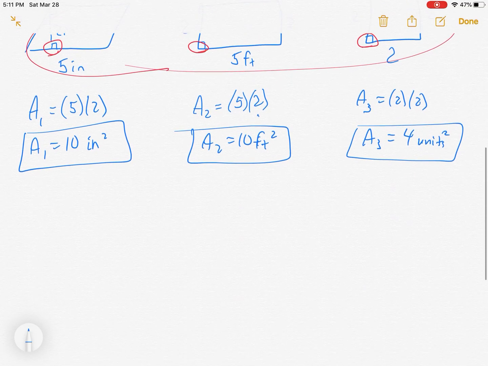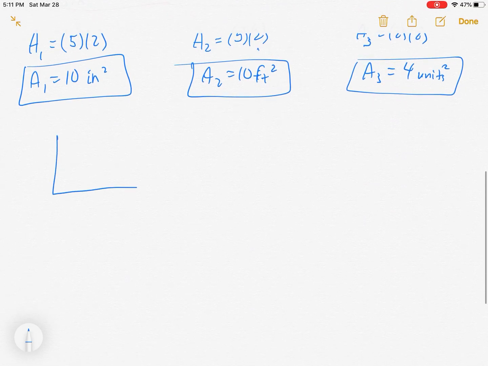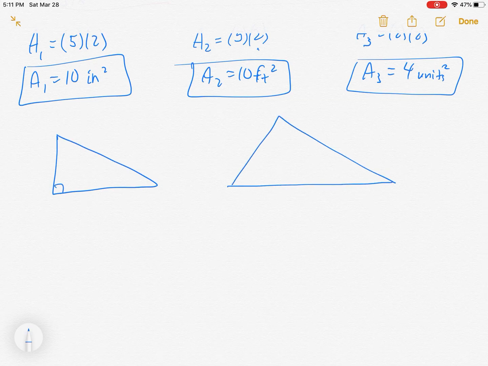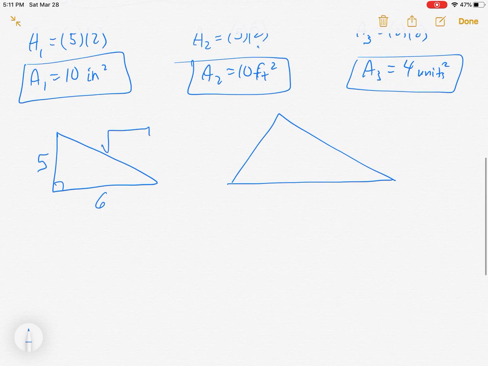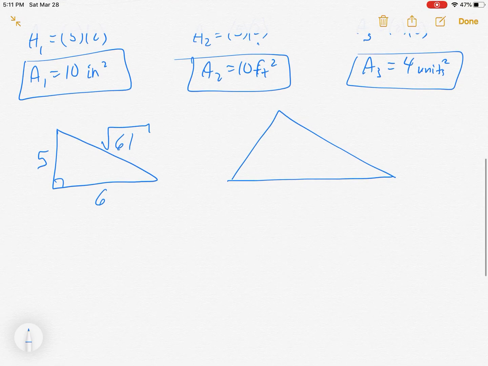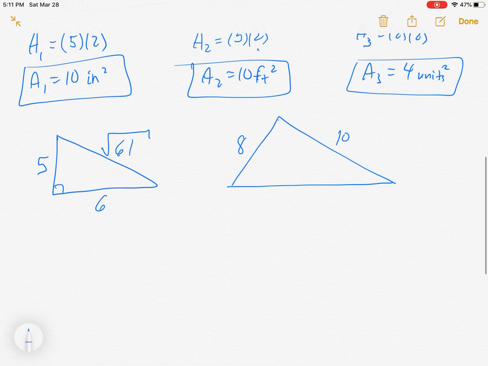Areas are base times height. Triangles. There's 2 kinds of triangles we might encounter. A right triangle and a triangle that's not necessarily right. Let's say this one is 5 and 6. And technically, if you want to know what this is, it's the square root of 61. You could check me on that. This one we'll just say is 8, 10. Call this 6. We'll call this 12. This may not even be possible, but that's okay.